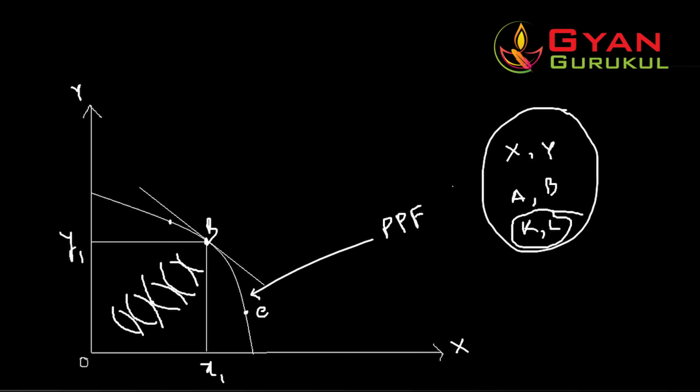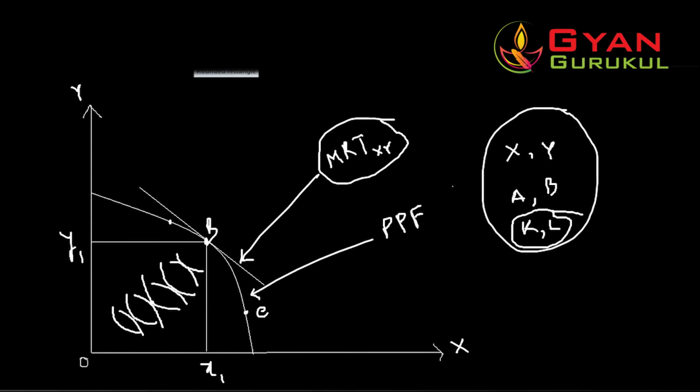Now what does the slope of the PPF tell us? It is telling us the marginal rate of transformation between x and y at this very particular point B. So at point B, the marginal rate of transformation between x and y is derived by this curve. This is the slope of the PPF at point B. Clear?